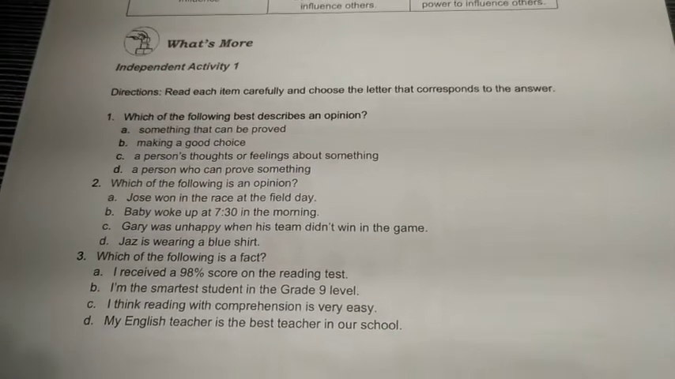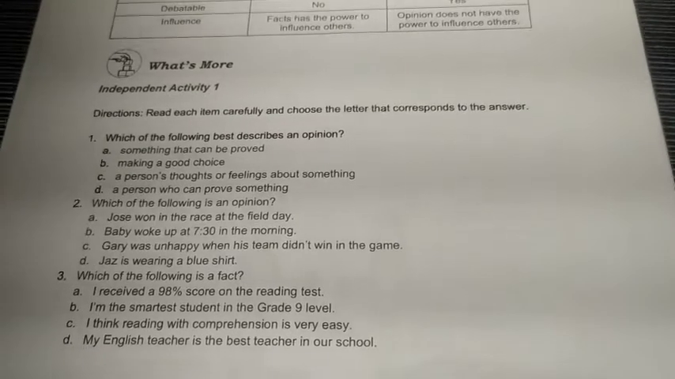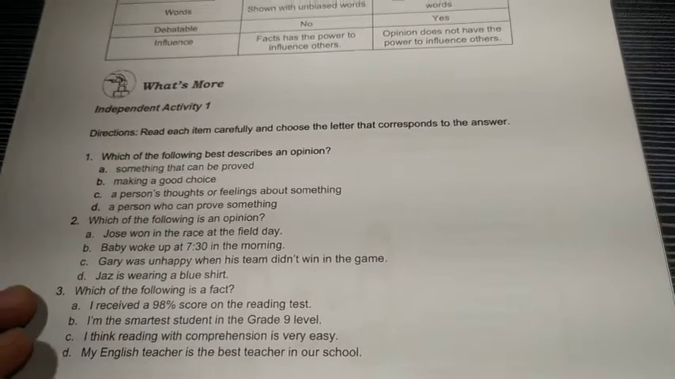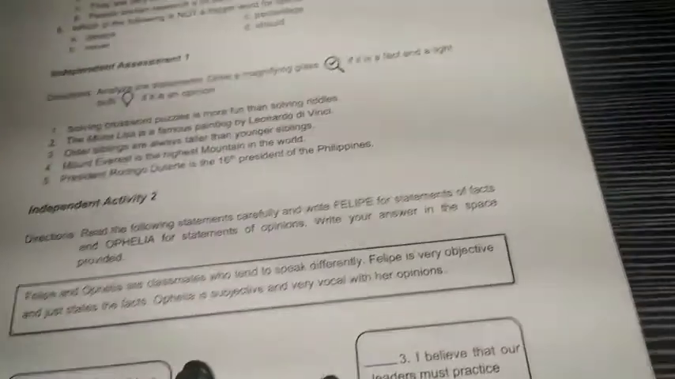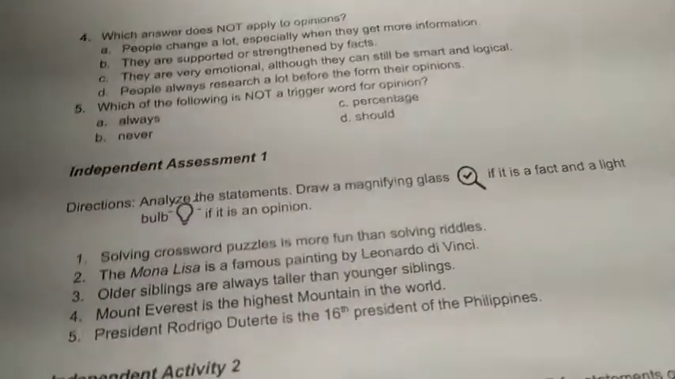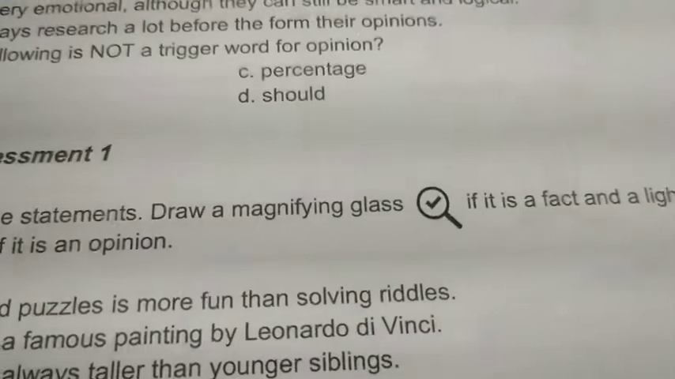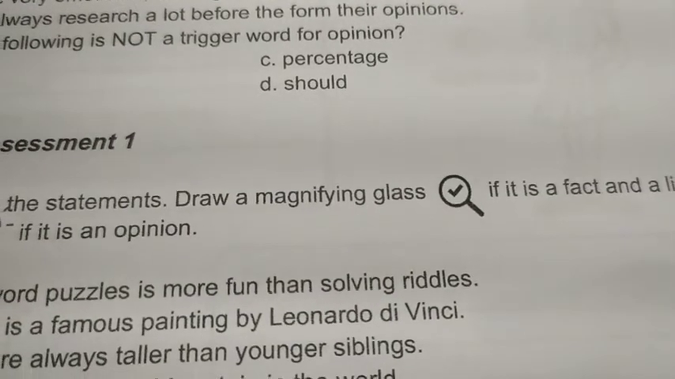So for what's more, you will choose what is being asked in each number. So you will just write the correct letter. Then for independent assessment 1, you will draw a magnifying glass like this. Magnifying glass will be check mark.